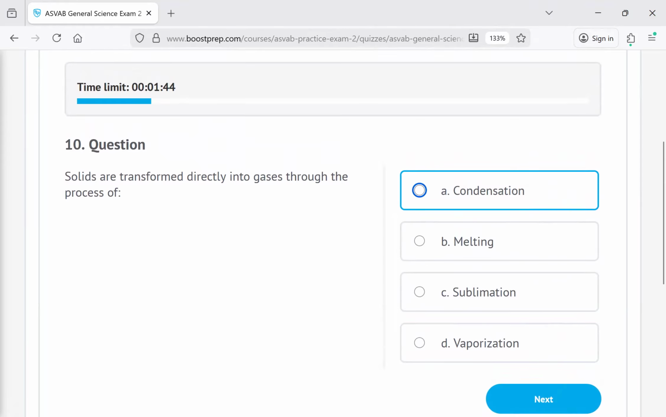Solids are transferred directly into gas through the process of condensation, melting, sublimation, or vaporization. I think it's going to be sublimation. So yeah, solids that are transferred directly into gas through the process of sublimation.